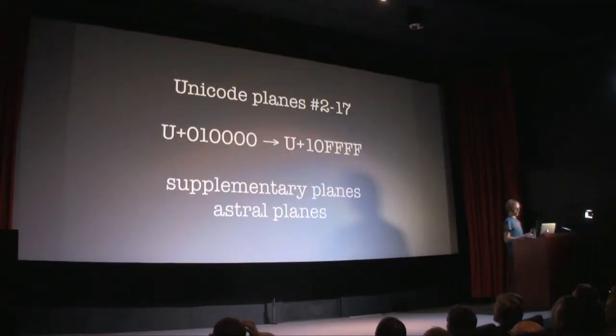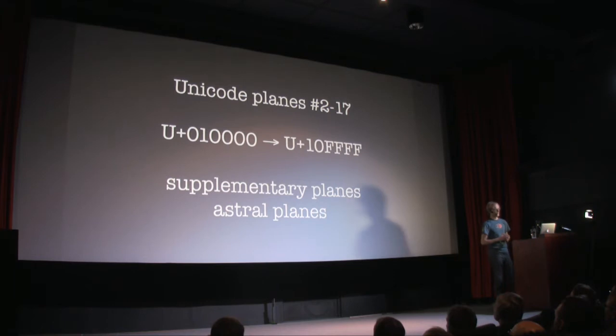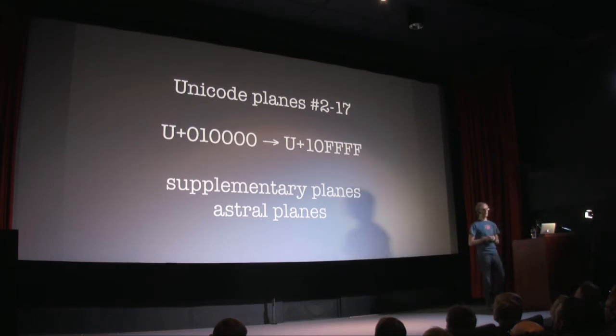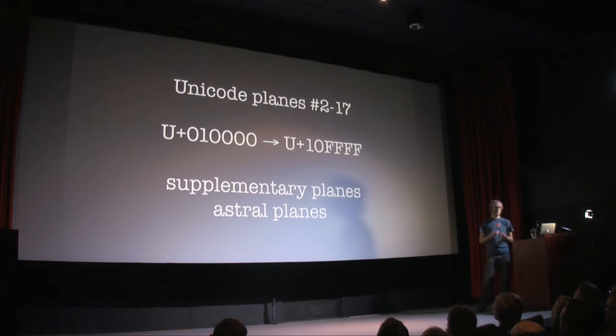That leaves us 16 other planes, just like this one, that total up to about 1 million code points. The planes that these code points belong to have a group name. They're called the supplementary planes or the astral planes. So similarly, whenever someone is talking about an astral symbol or an astral code point, it just means a code point that belongs to one of those other planes, not the BMP. Now, these astral code points are pretty easy to recognize because you need at least 5 hexadecimal digits to represent them.